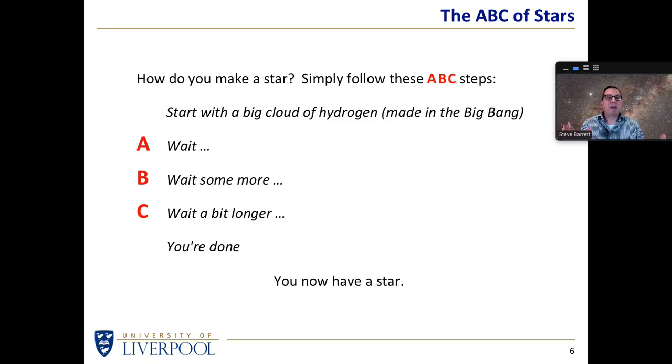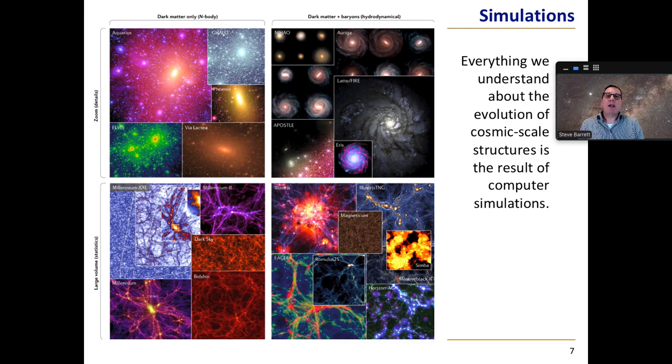In other words, to make a star, all you really need is a large amount of hydrogen in the first place, and then you need to have the patience to let gravity do its stuff. So I'll say a slight take on the ABC a little later, but that's really all you need to know for the time being. How do we actually understand how stars and galaxies came to be?